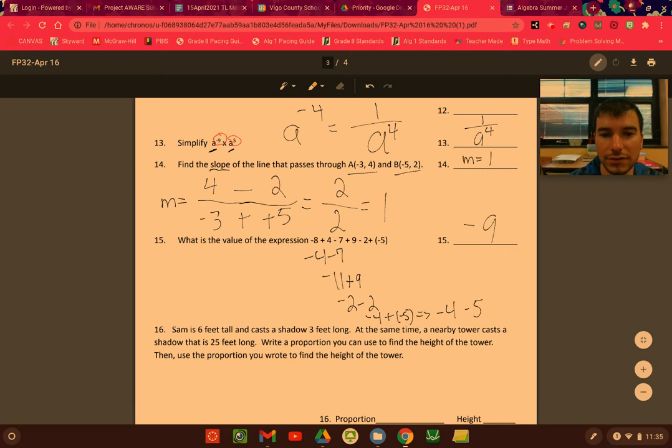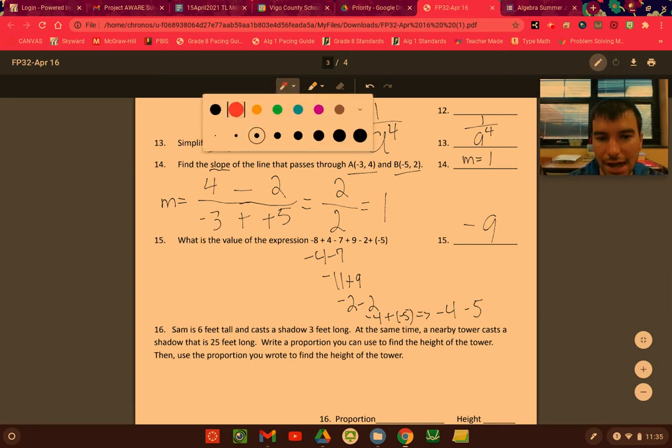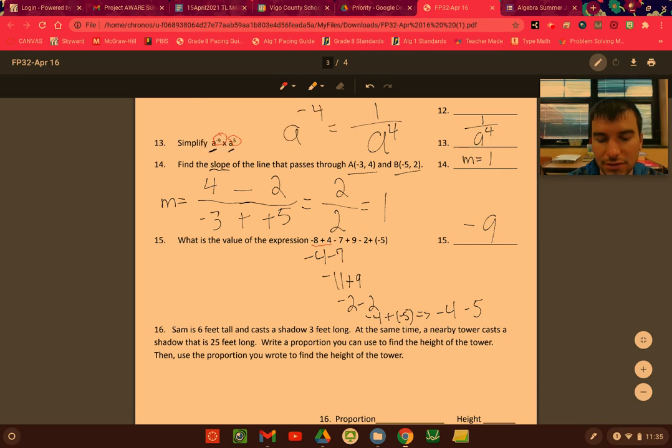So notice how I went. I did my first two. I did negative 8 plus 4, and I got negative 4. And then I kept going from left to right. So then I did minus 7, then I got to negative 11. Plus 9, and then I got negative 2. So then negative 2 minus 2 is negative 4. And then plus a negative 5. So this one's just really, honestly, keeping organized and making sure you go all the way from left to right.